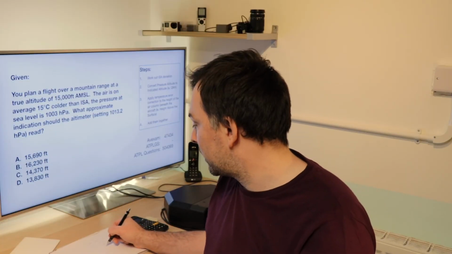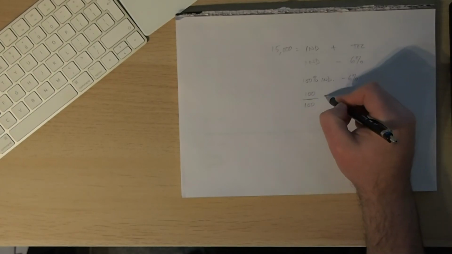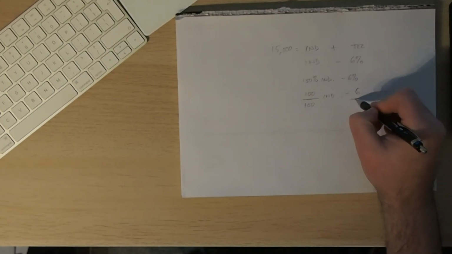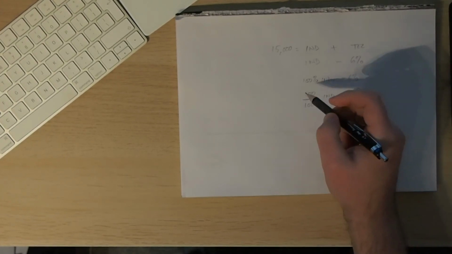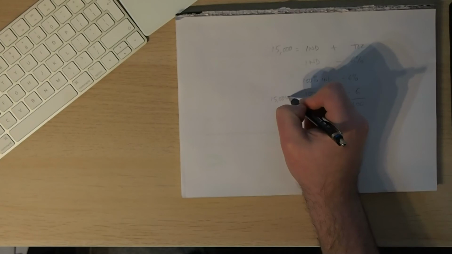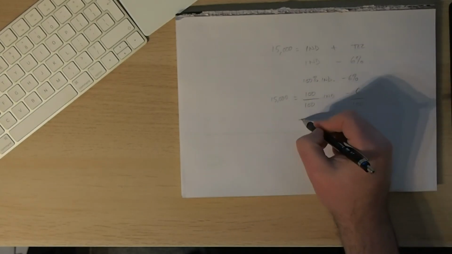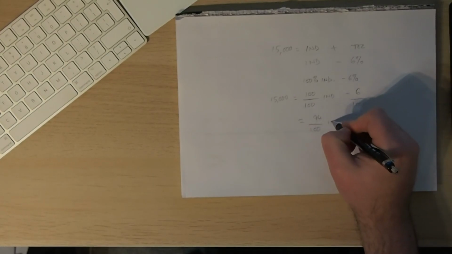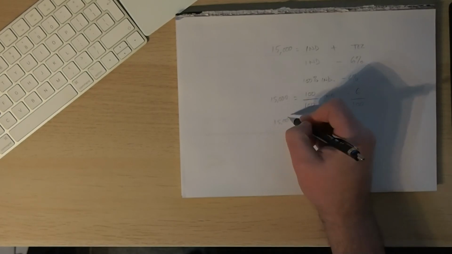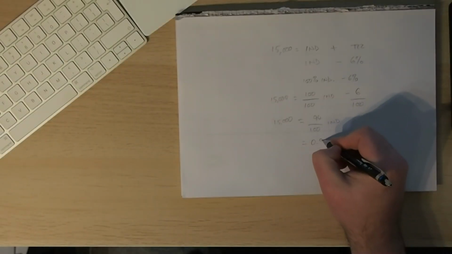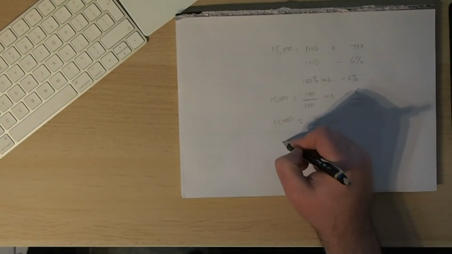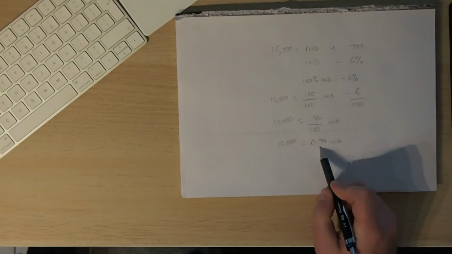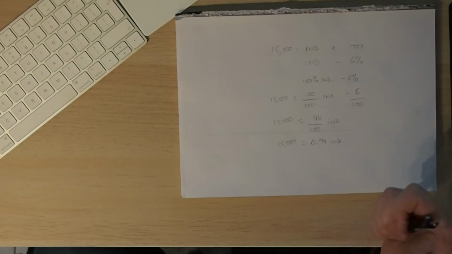So another way of writing percent is we could say 100% is 100 over 100 of our indicated altitude, and we want to take away 6 over 100 away from that in order to get our 15,000. Well, if we do that maths, we end up with 100 minus 6, which is 94 over 100. And another way of writing 94 over 100 is 0.94. So 15,000 feet is 94% or 0.94 of our indicated altitude.